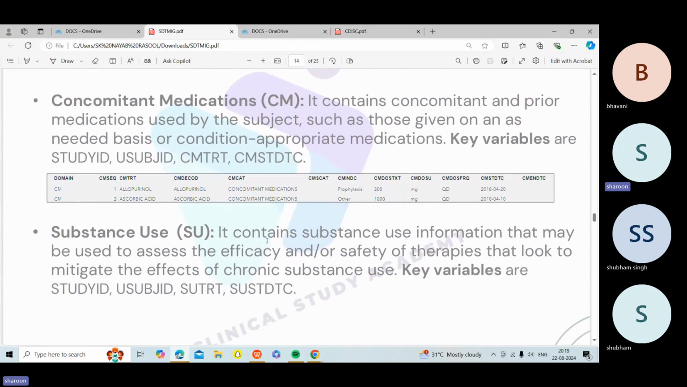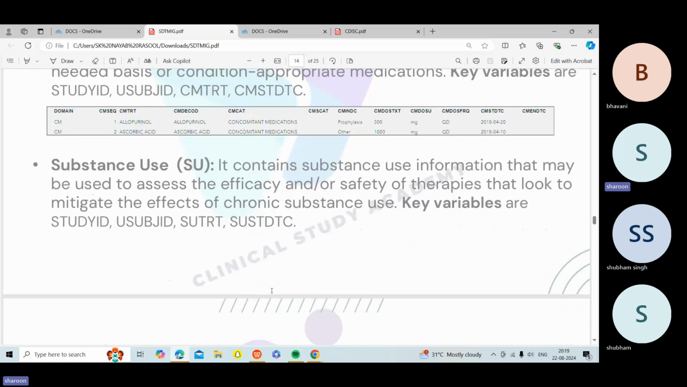Concomitant medications contains concomitant and prior medications used by the subject, such as those given on an as needed basis or condition appropriate medications. Key variables are study ID, USUBJID, CMTRT, CMSTDTC. Substance use contains substance use information that may be used to assess the efficacy and or safety of therapies that look to mitigate the effects of chronic substance use. Key variables are study ID, USUBJID, SUTRT, SUSTDTC.